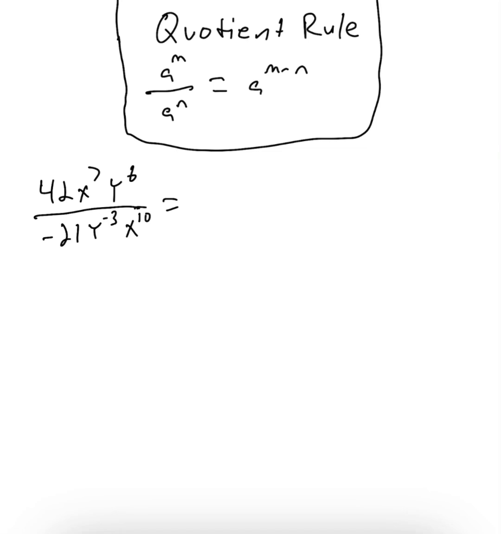Alright, now we have 42x raised to the power of 7 times y raised to the power of 6, all divided by negative 21 times y raised to the power of negative 3 times x raised to the power of 10. So first, I like to rewrite these in the order that they appear. So we just swapped our x and y so that they match all in a row.